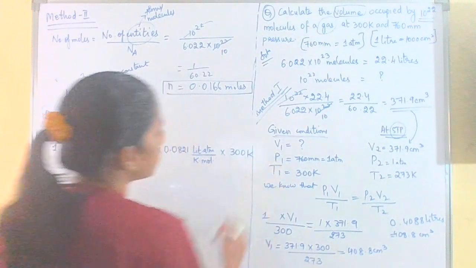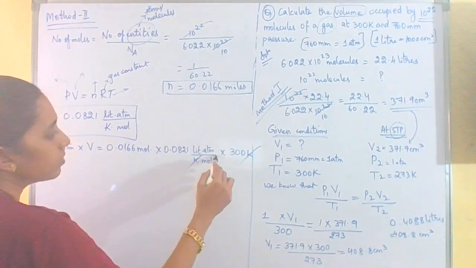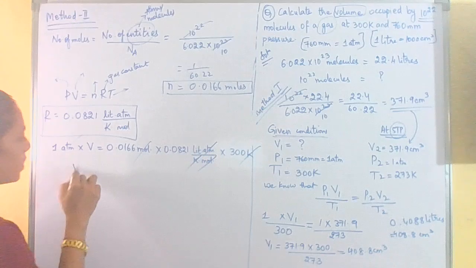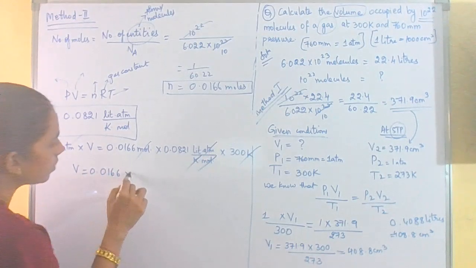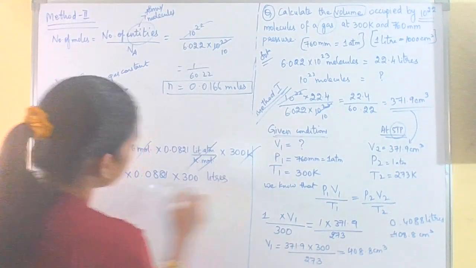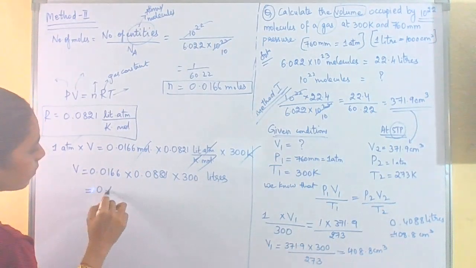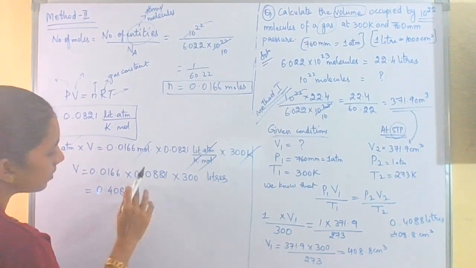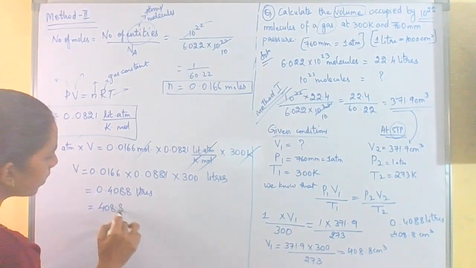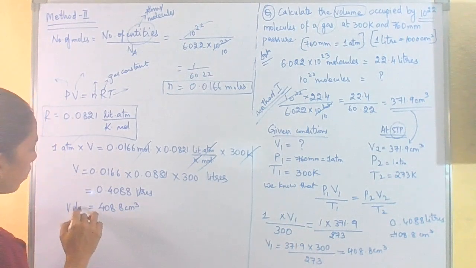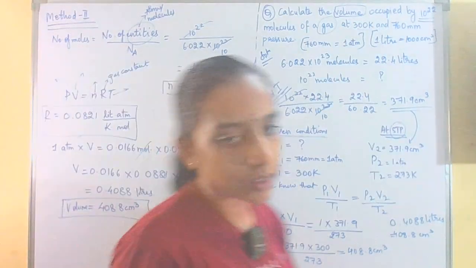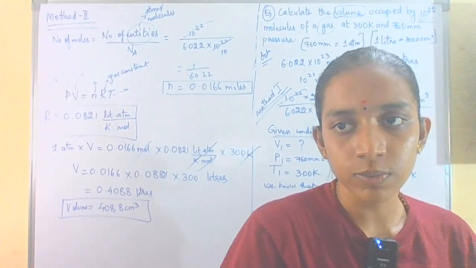Okay, now we will first cancel the units. Kelvin and Kelvin get cancelled, mole gets cancelled, atmosphere and atmosphere get cancelled. So V is equal to 0.0166 into 0.0821 into 300 liters, which is equal to 0.4088 liters. Now this you have to convert into centimeter cube, which will be 408.8 centimeter cube. Volume occupied by 10 to the power 22 molecules of a gas at 300 Kelvin and 760 mm is 408.8 centimeter cube.